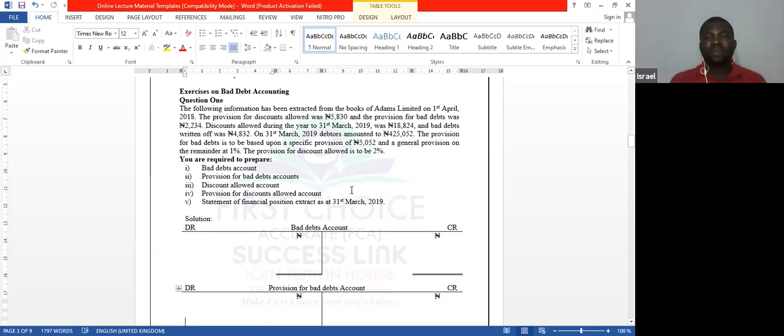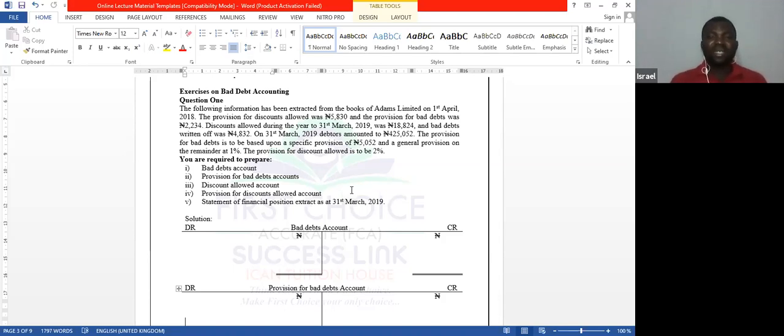The following information has been extracted from the Books of Adams Limited on 1st April 2018. The provision for discount allowed was 5,830. I told you that provision for discount allowed, provision for bad debt or doubtful debt have what we call balance carried down. So it's always our opening balance, if it's not the initial entry. But bad debt and discount allowed are written off to profit or loss account. So let's continue the question.